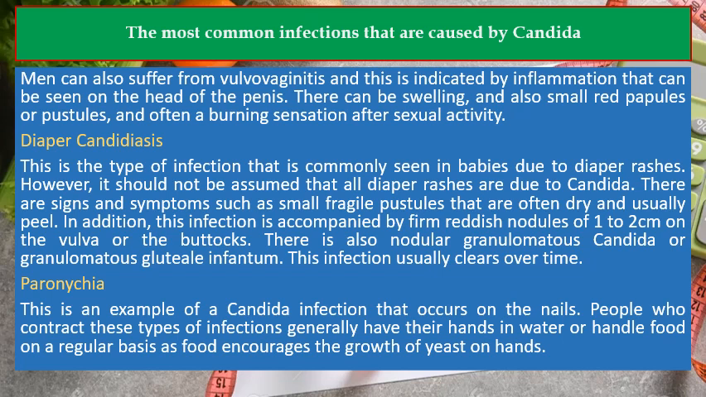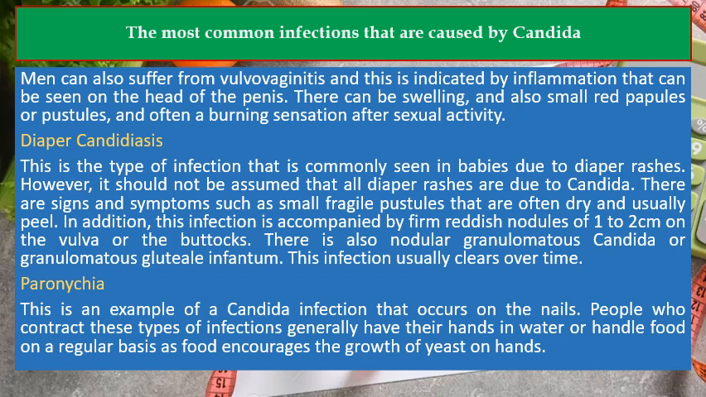However, it should not be assumed that all diaper rashes are due to Candida. There are signs and symptoms such as small fragile pustules that are often dry and usually peel. In addition, this infection is accompanied by firm reddish nodules of 1 to 2 centimeters on the vulva or the buttocks. There is also nodular granulomatous candida or granulomatous gluteal infantum. This infection usually clears over time.